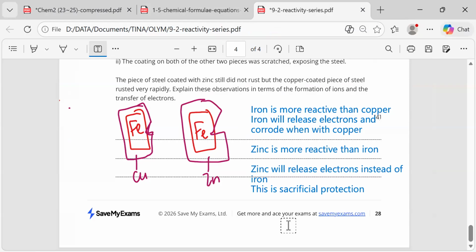Everybody take this, go home and do. Last paper. Okay, do this question, this paper. Simple.